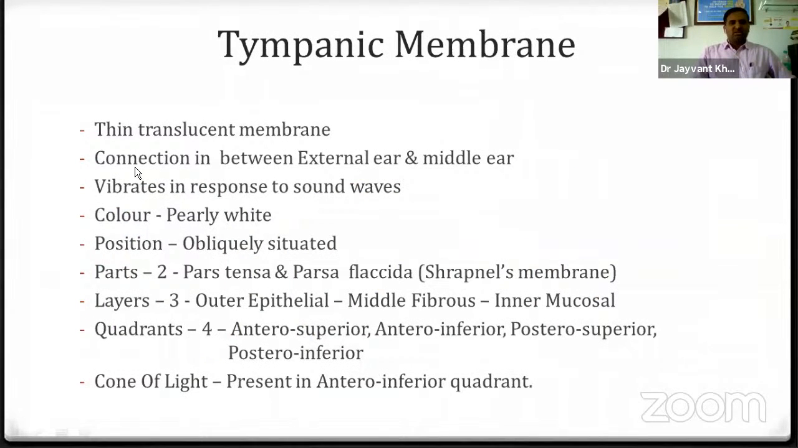The tympanic membrane is a thin translucent membrane forming the connection between external ear and middle ear. It vibrates in response to sound waves. Color is pearly white, and it is obliquely situated. It has two parts, pars tensa and pars flaccida, which we can also call Shrapnell's membrane. It has three layers: outer epithelial layer, middle fibrous layer, and inner mucosal layer. There are four quadrants, and the cone of light is present in the anterior inferior quadrant.